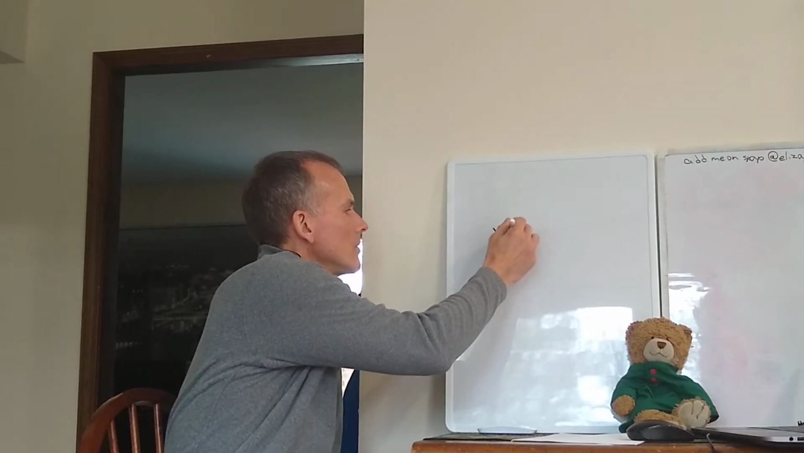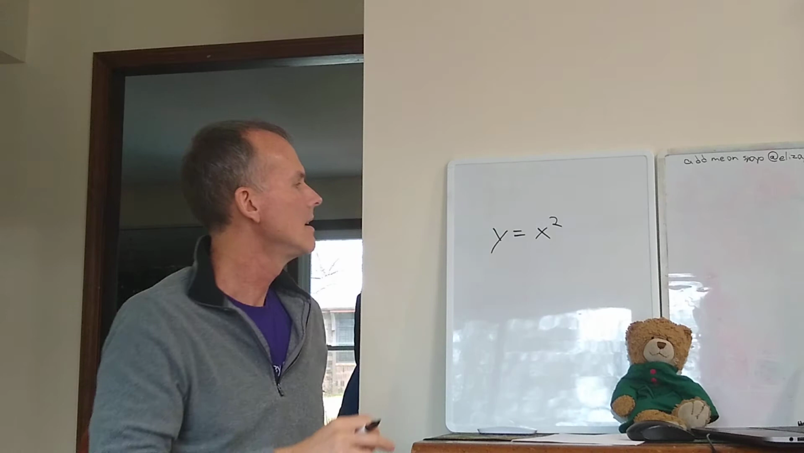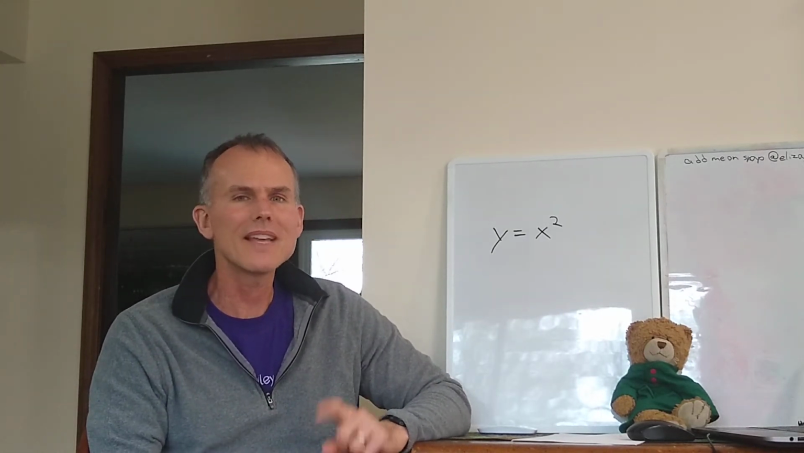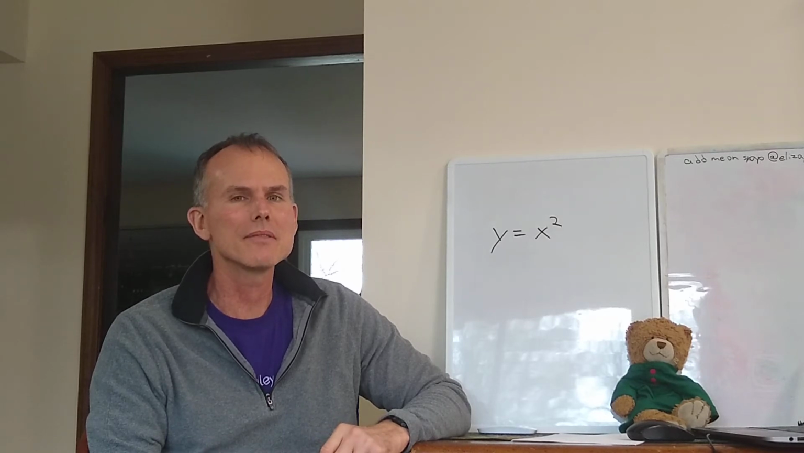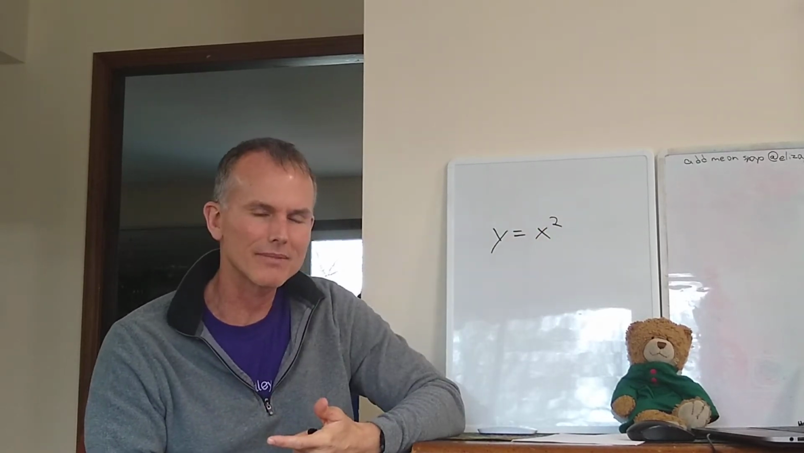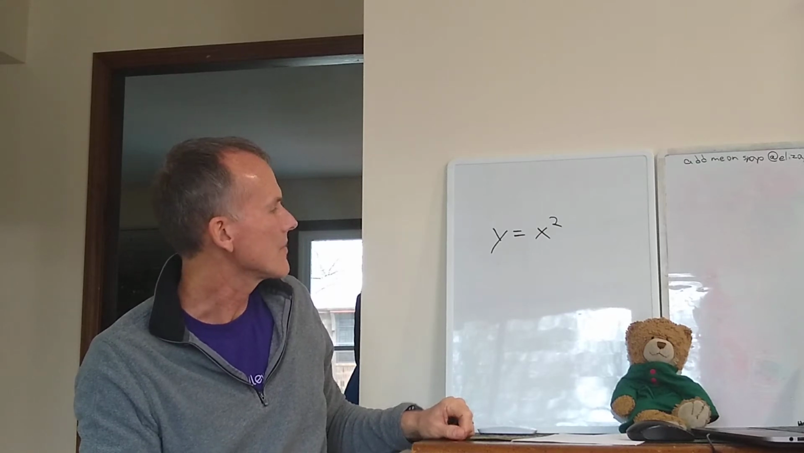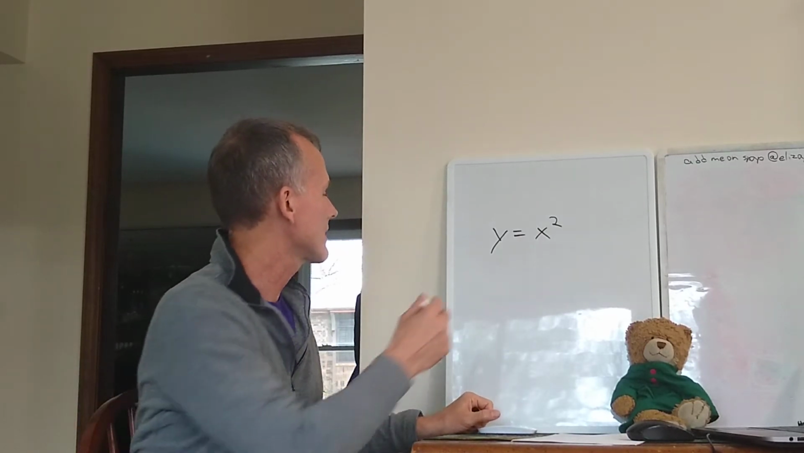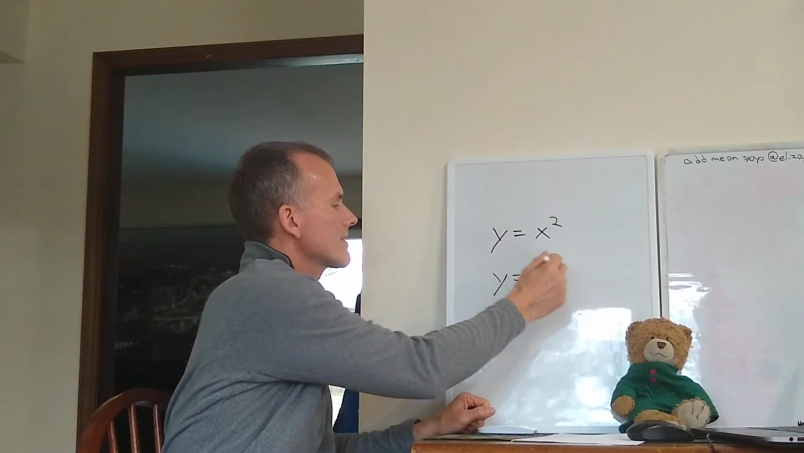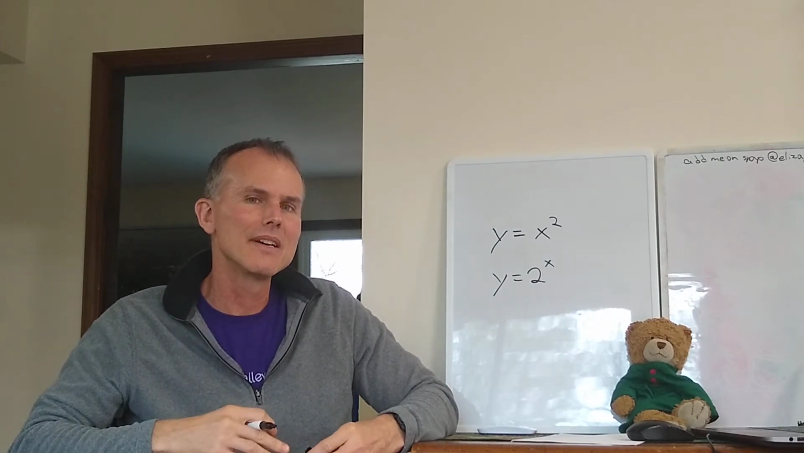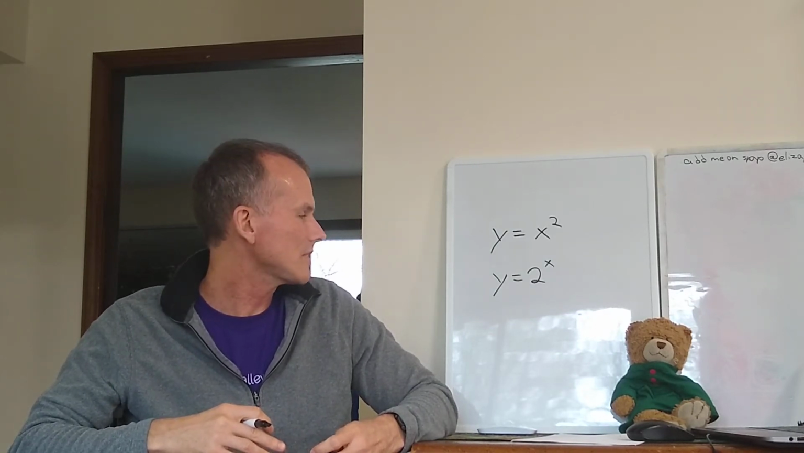Now, what causes a function to belong to this family is simple. There has to be a variable somewhere in an exponent. For example, y equals x squared. That function has an exponent, but it is definitely not an exponential function because there is no variable in the exponent. In this case, the exponent is constant and the base is your variable. So that is not exponential. Now, on the other hand, if I wrote y equals 2 to the x, notice that the base is a constant and the exponent is a variable. So that is an exponential function.